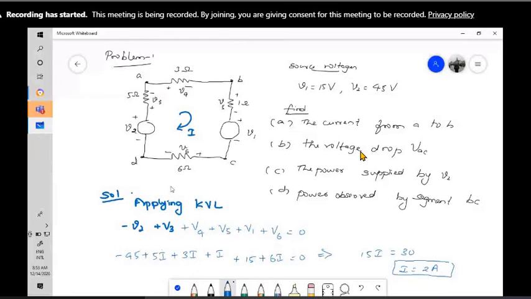So now I have found this loop current, and now when I know this value of I, I can very easily answer all the questions that are given here. I can find the current that is flowing from A to B. That is nothing but this current I, which we have already found out. And then I must find the voltage drop from A to C. That is nothing but the voltage drop from A to B and then from B to C. Let me try to do that.